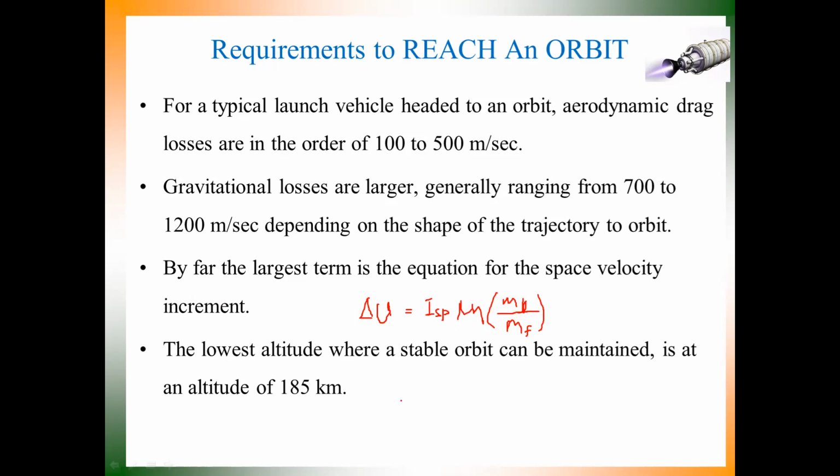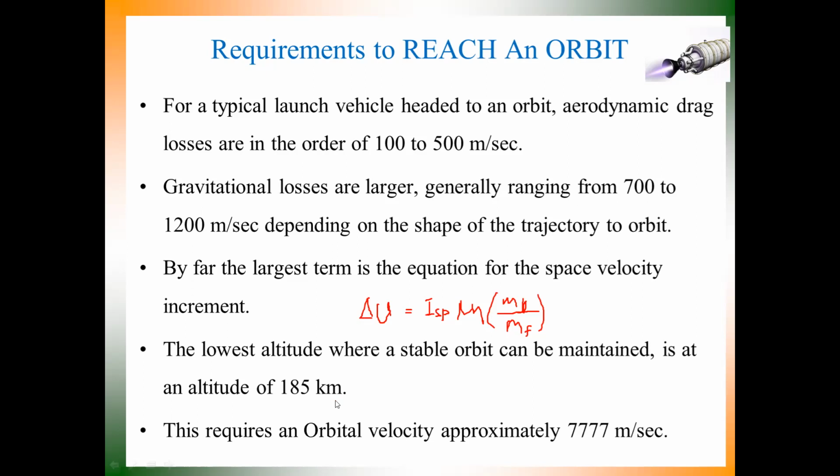The lowest altitude where a stable orbit can be maintained is an altitude of 185 kilometers. That is the height where we can obtain a stable orbit. This is the way we can select the flight orbit. This requires an orbital velocity of approximately 7,777 meters per second, or 7.78 kilometers per second. Most orbital speeds should be in the range of 7.78 kilometers per second at least.